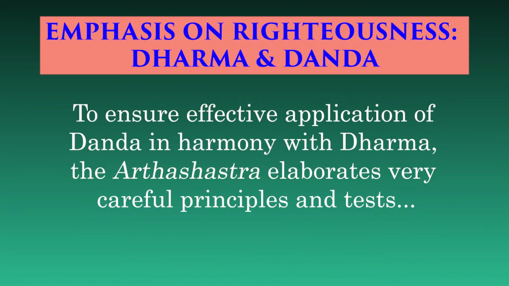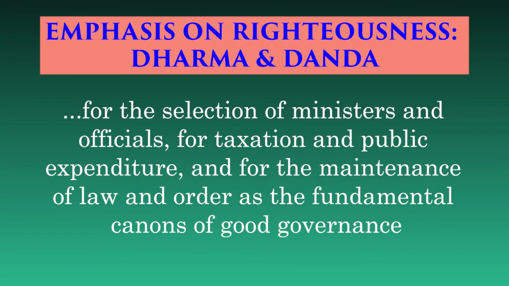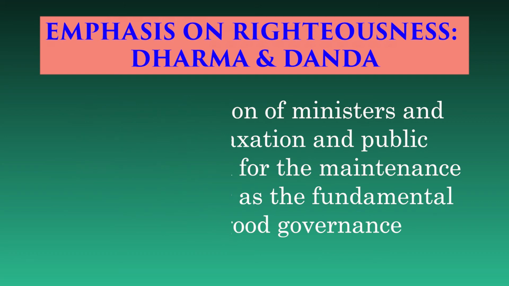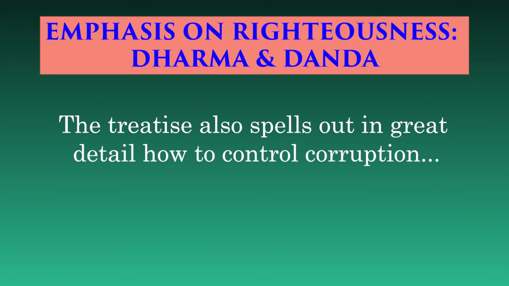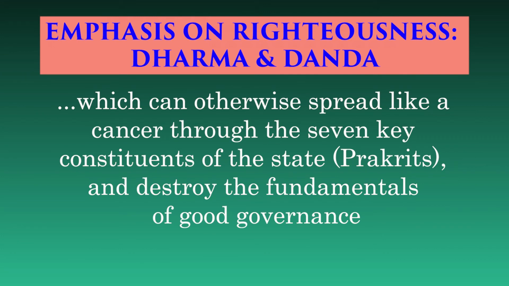To ensure effective application of danda in harmony with dharma, Kautilya elaborates very careful principles and tests for selection of ministers and officials, for taxation, public expenditure, and for maintenance of law and order, and all these are fundamental canons of good governance. The treatise also spells out in great detail how to control corruption, which can otherwise spread like cancer through the 7 key elements, and we had already studied about the calamities affecting these elements.